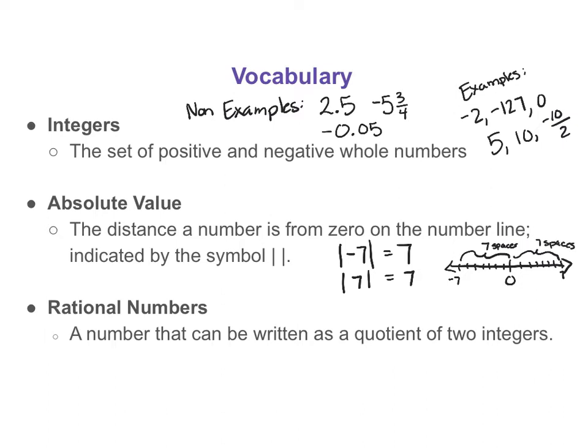Okay? And a rational number is a number that can be written as a quotient, which is an answer of a division problem, of 2 integers. So most numbers that you know are rational numbers. What we looked at up here, these are all rational numbers. So whole numbers and numbers that have fractions.